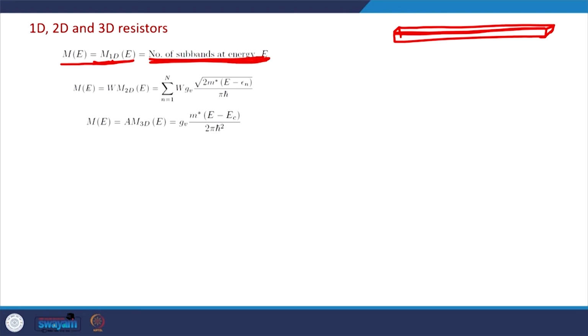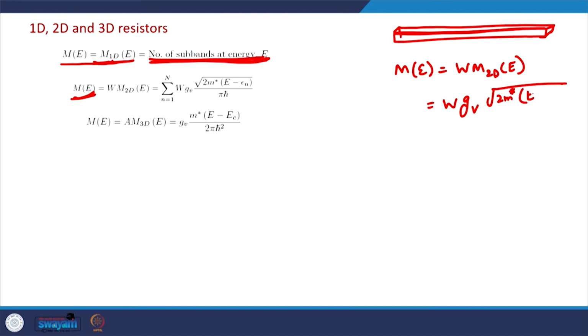In a 2D conductor, the number of modes is given by this expression. The modes M(E) in a 2D conductor is given as W times M2D(E), or it is written as W times GV times the square root of 2m star E, or generally like this. But with subbands we need to modify this expression like this. We need to sum over all possible subbands, and in addition we need to introduce this energy term here in the square root as well.